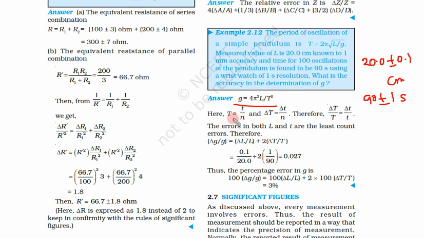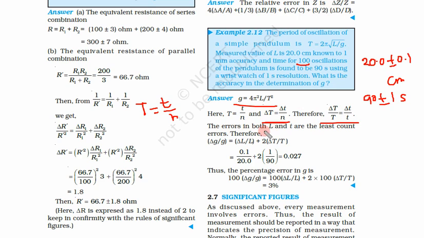Now here this is T. How do we calculate this time period? Time period is total time taken divided by number of oscillations. So number of oscillations N is equal to 100. So delta T is equal to delta capital T upon N. Therefore delta T upon T is equal to delta capital T upon capital T. So let us solve this.